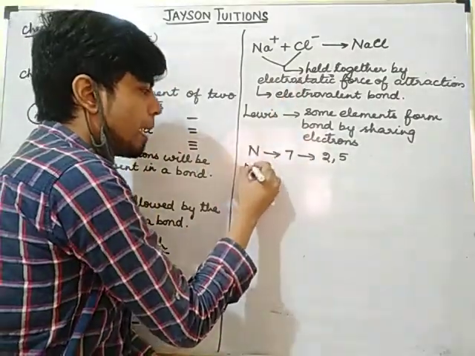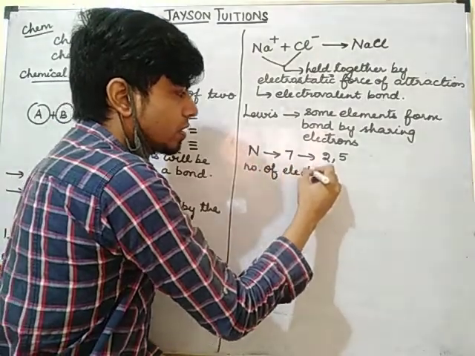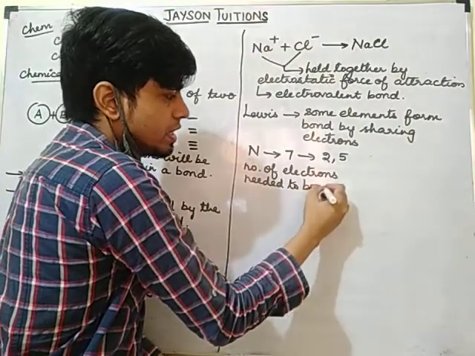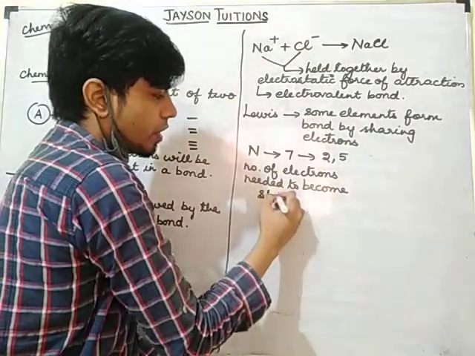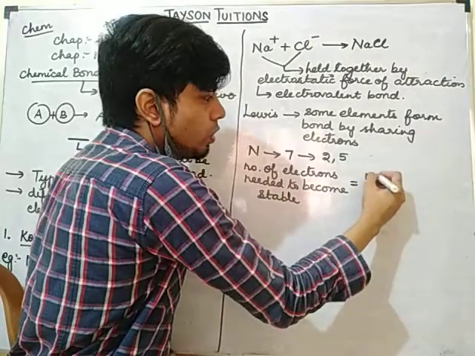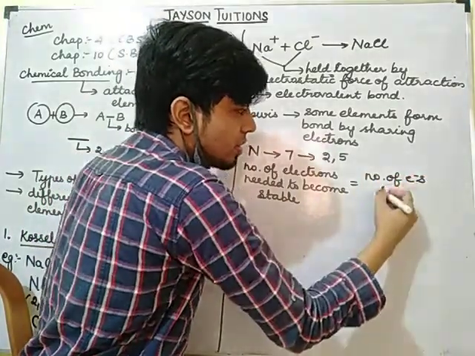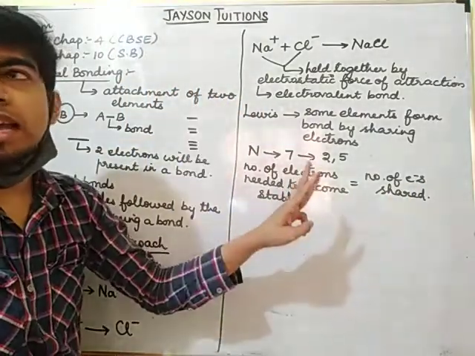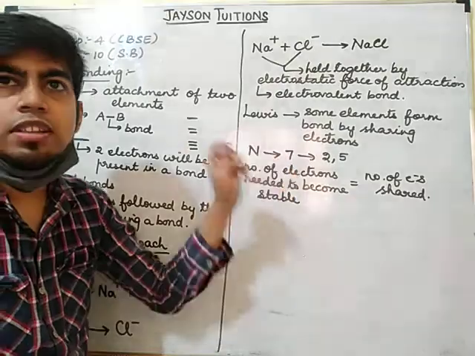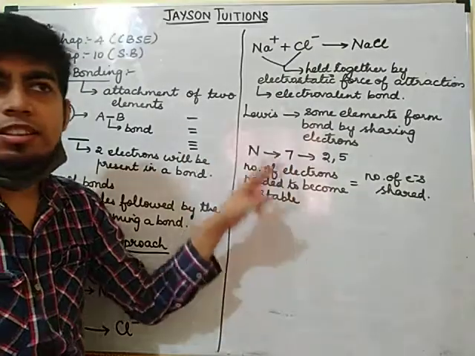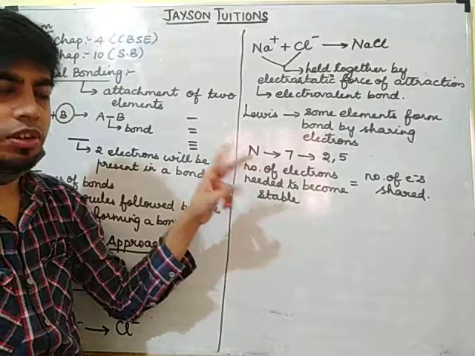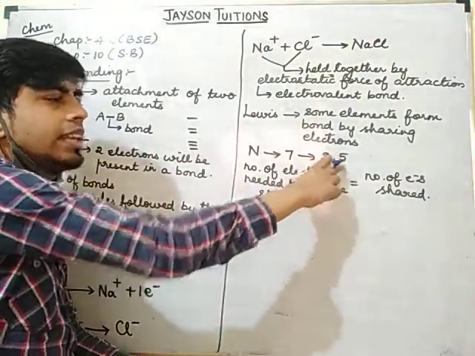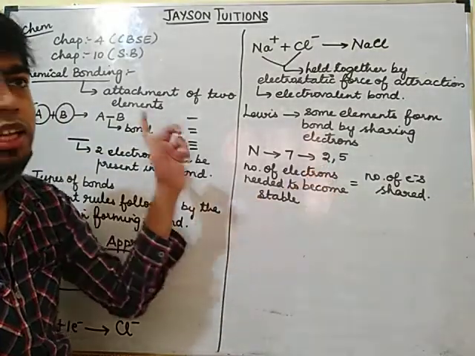Okay. So the number of electrons needed to become stable will be equal to the number of electrons shared. If it needs 3 electrons, it will share 3 electrons. If it needs 4 electrons, it will share 4 electrons. If it needs 2 electrons, it will share 2 electrons. So it will share the electrons and then it will form the bond.